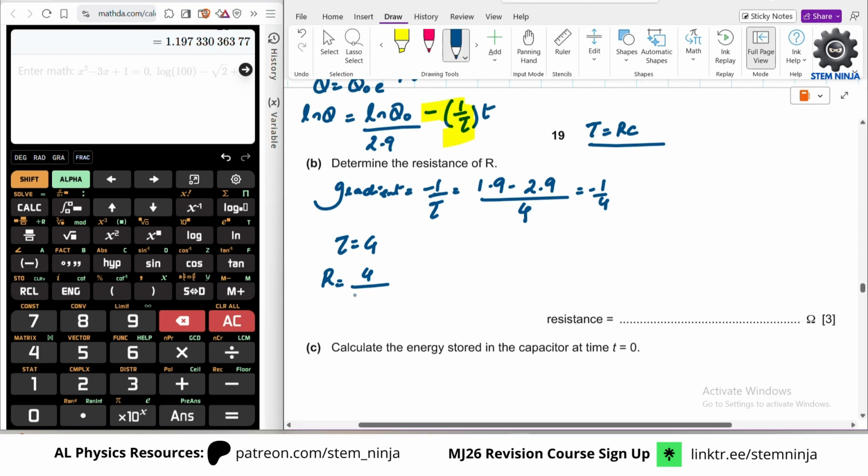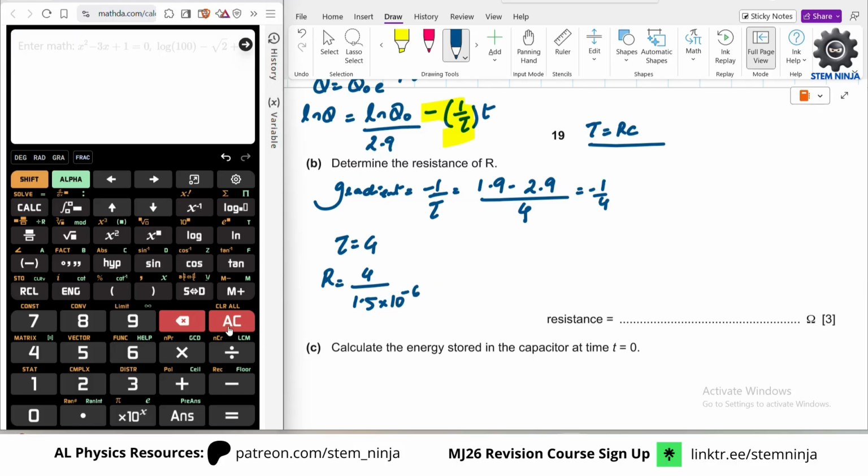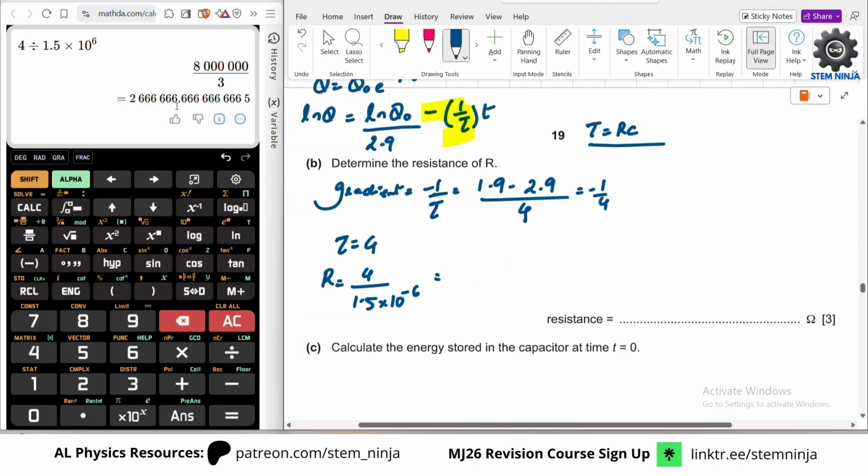So R would be 4 divided by 1.5 microfarad. Sorry, no, I was right. 1.5 times 10 raised to power minus 6. So 4 divided by 1.5 times 10 raised to power minus 6. We need to write it in standard form. This is millions, so 10 raised to power 6. So 2.7 times 10 raised to power 6.